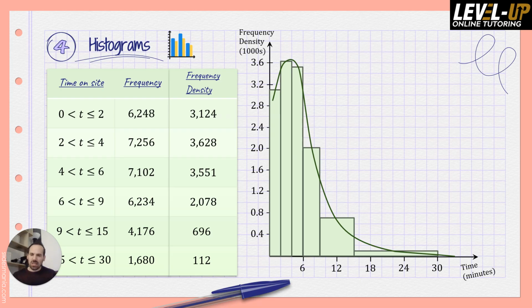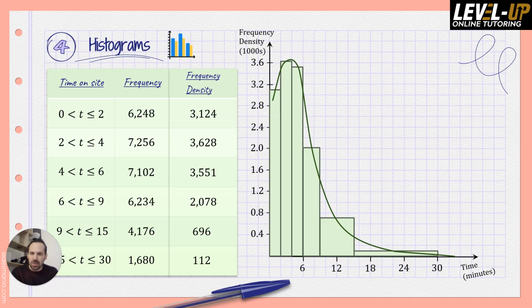And sometimes what we would even do is try and calculate an equation for this line. It's not something you do at GCSE, but then you'd have an actual equation relationship between the time and the number of people that spent that much time on your website, say, for this example. So the key thing here with a histogram is that the frequency in each group is represented by the area of the bar.